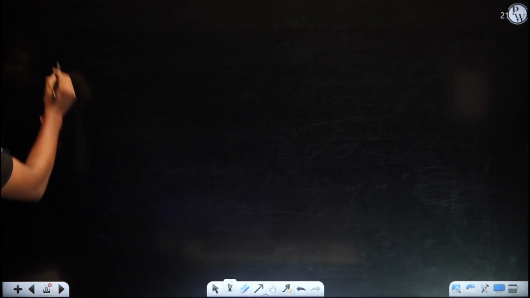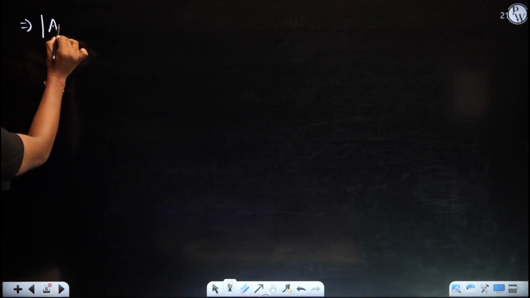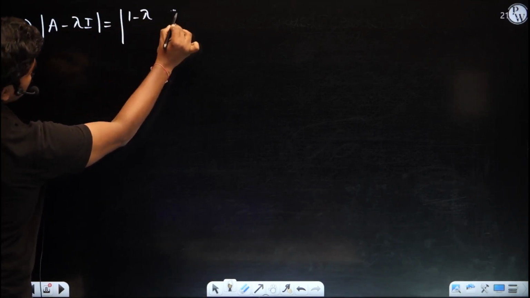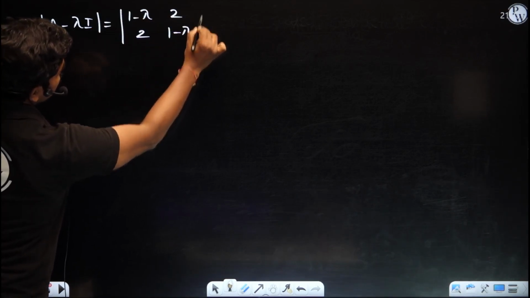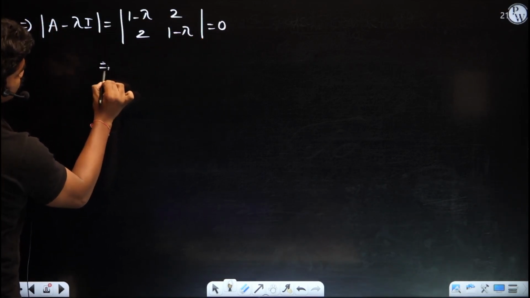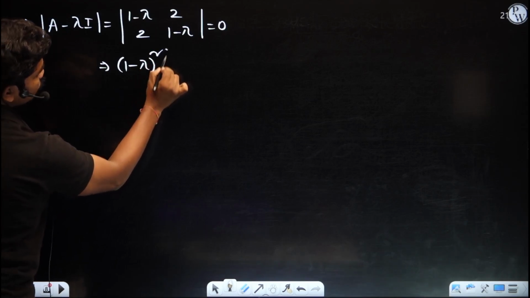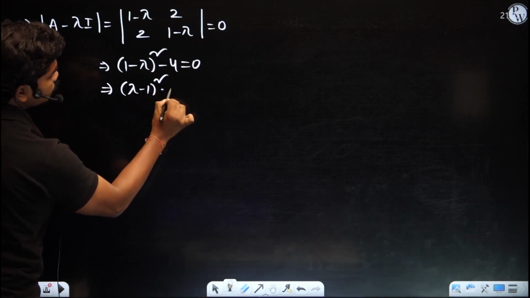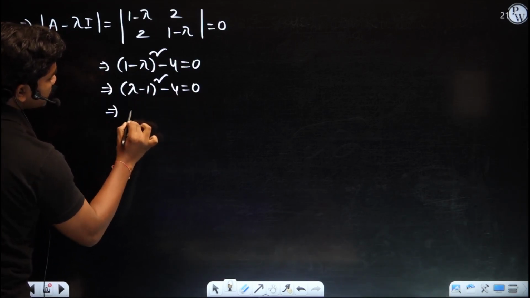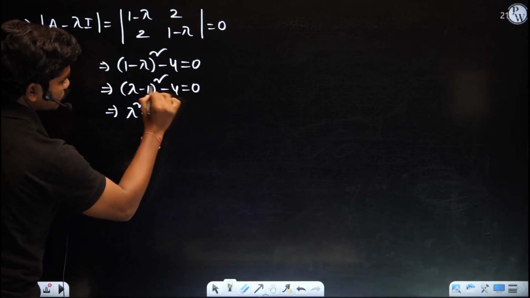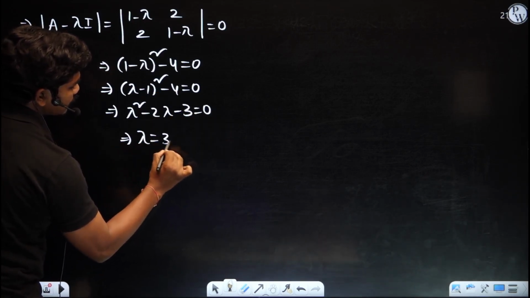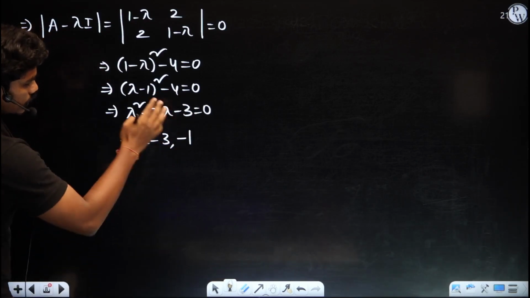Now the determinant of A minus lambda I is the determinant of 1 minus lambda 2 2 1 minus lambda, equal to 0. This is just a determinant calculation. It can be written as (lambda minus 1) square minus 4 is equal to 0. So lambda square minus 2 lambda plus 1 minus 4, that is minus 3, is equal to 0. So lambda is equal to 3, minus 1. The sum should be 2, so these are correct.